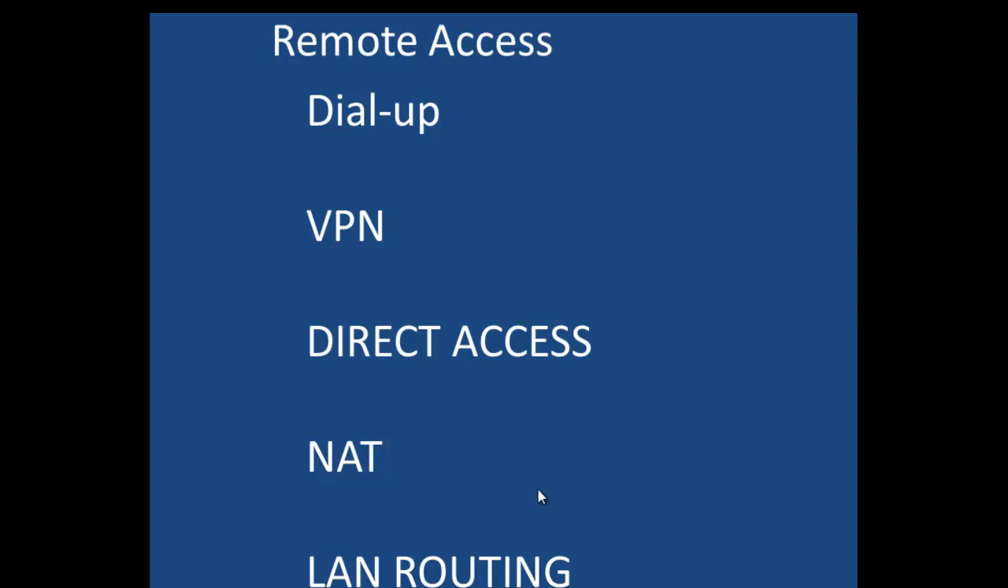The first thing that we need to do in order to have remote access up and running is to install the remote access role. After the role is installed, then we need to configure remote access. So we're going to go through the steps of installing remote access.